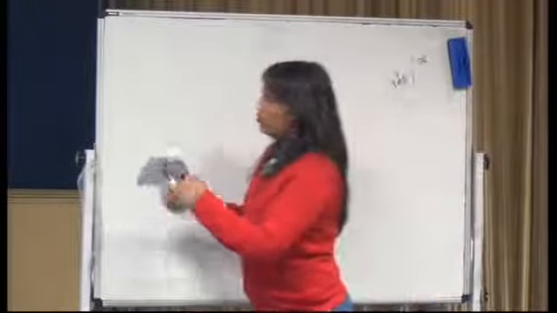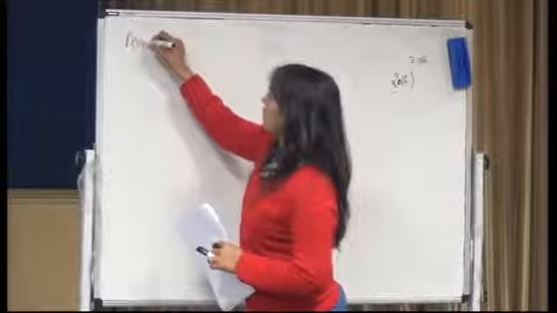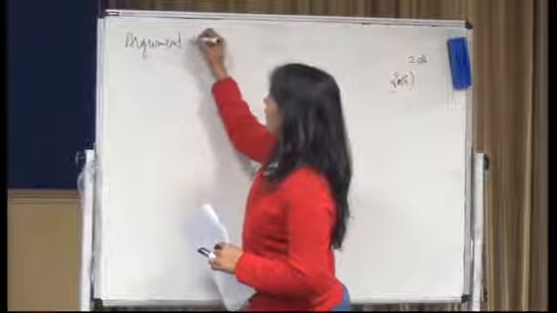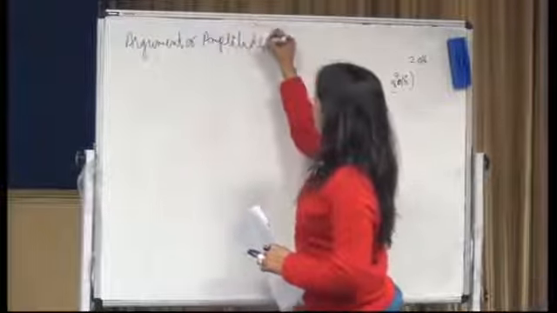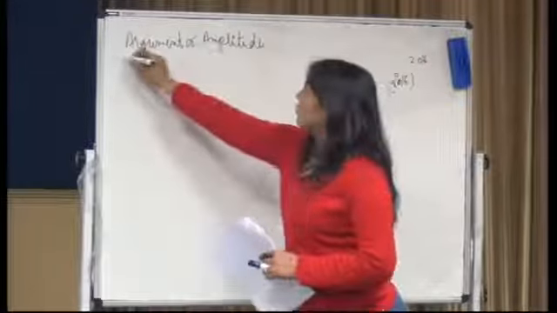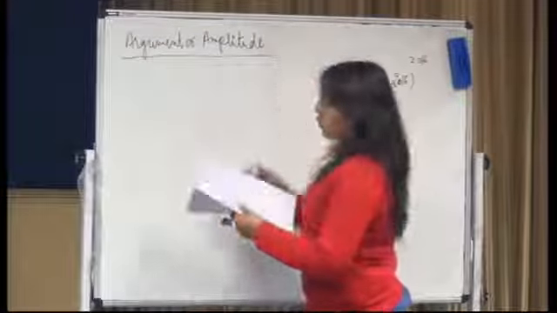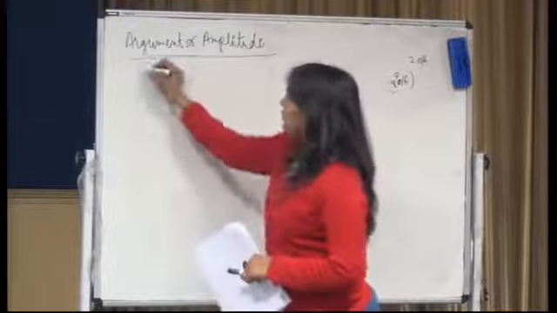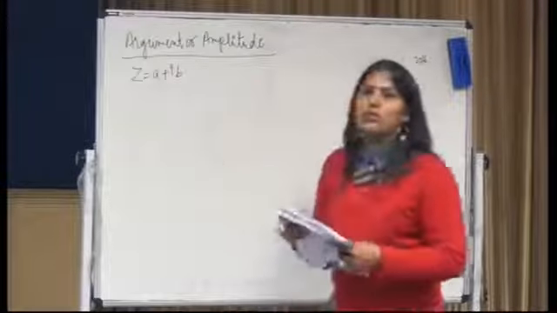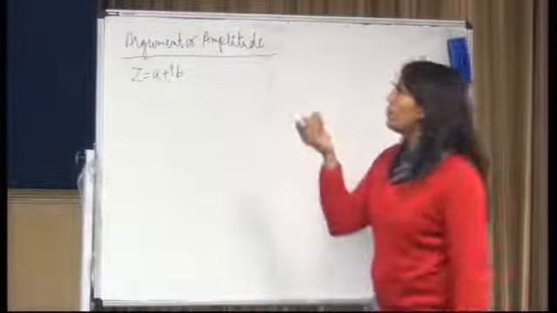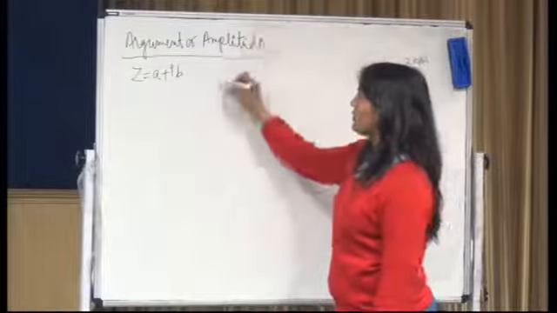Okay, now come to argument, or another name is amplitude. This is the most important part in complex numbers. So Z, basically we are using the notation Z equals A plus iota B, fine. So what is argument, what is amplitude? Both are the same thing.